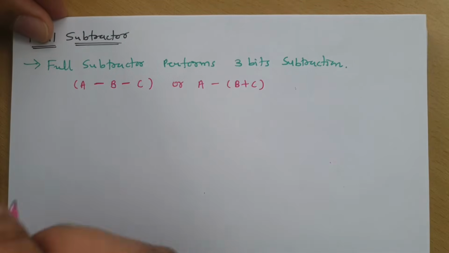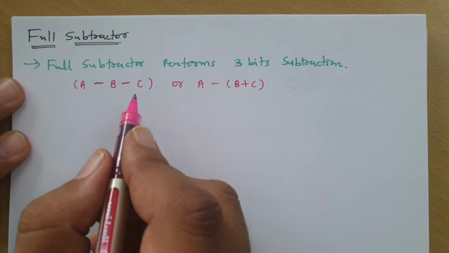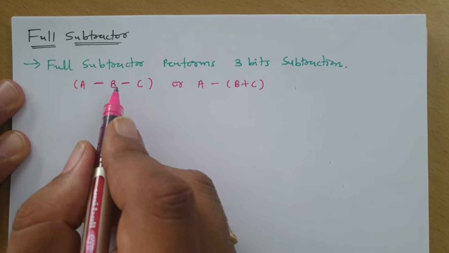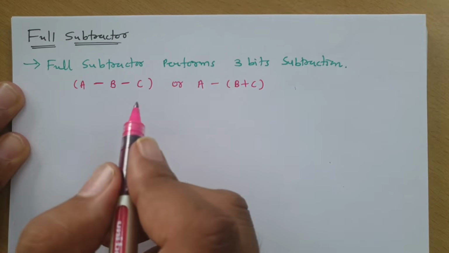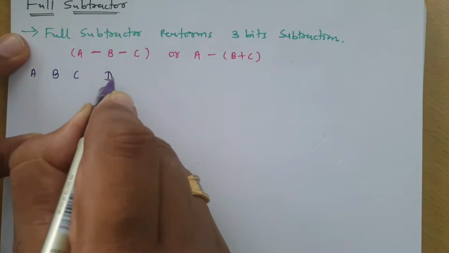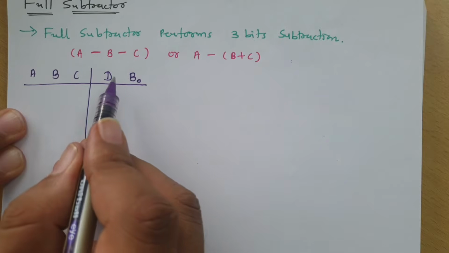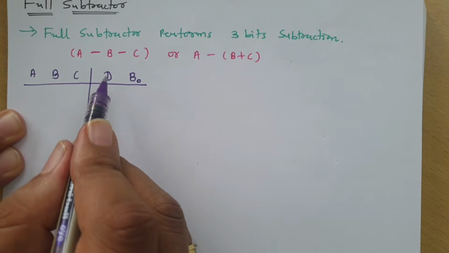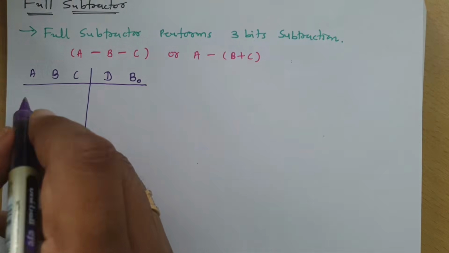Here we have 3 inputs A, B and C, and 2 outputs. One is difference and the second is borrow. So we have 3 inputs and 2 outputs. Inputs are A, B and C, and outputs are difference and borrow.